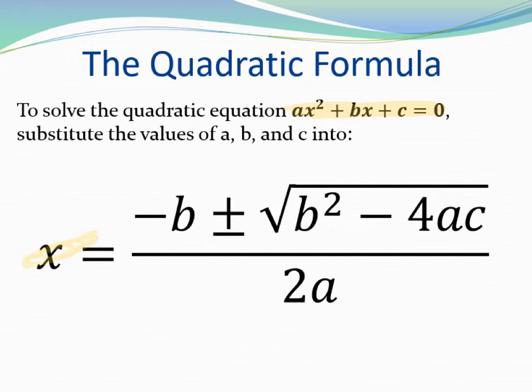The formula says that x equals the opposite of b, or negative b, plus or minus the square root of b squared minus 4ac, all divided by 2a, or 2 times the value of a.